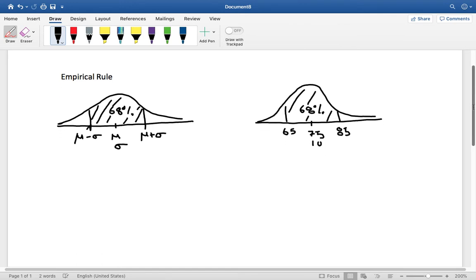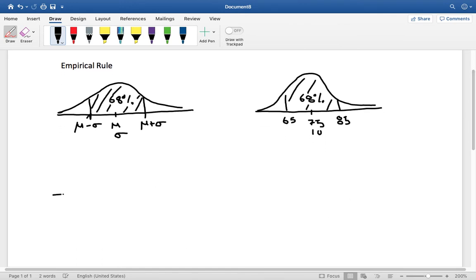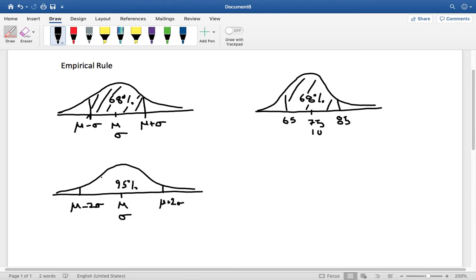There's actually 3 parts to it. The rule goes on and it says, look, if we have a normal distribution and you know the mean and standard deviations, and I take the mean and I add 2 times the standard deviation to take me slightly further out, so the mean plus 2 times the standard deviation, and over here it's going to be the mean minus 2 times the standard deviation, then this resulting range will have approximately 95% of the observations.